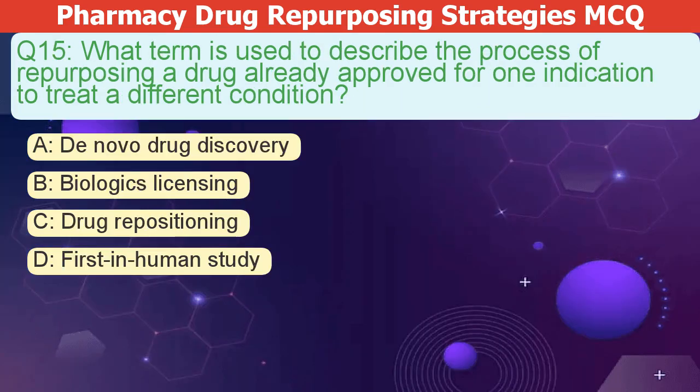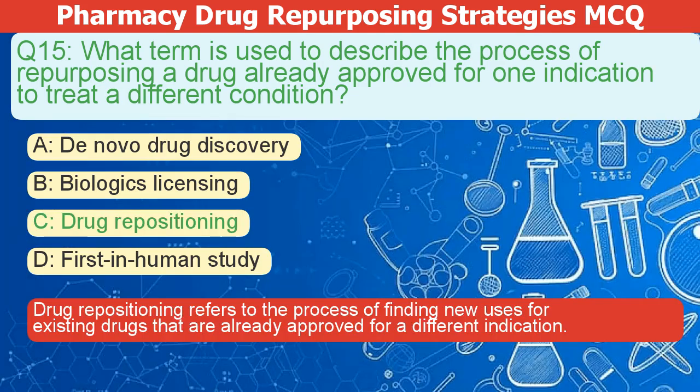What term describes repurposing an approved drug for a new condition? A. De novo drug discovery. B. Biologics licensing. C. Drug repositioning. D. First in human study. The correct answer is C. Drug repositioning refers to the process of finding new uses for existing drugs already approved for a different indication.